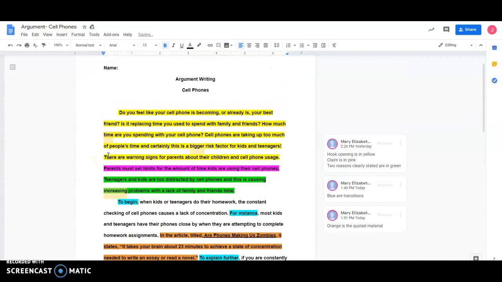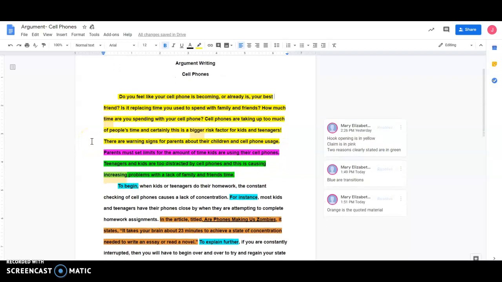So let's look at some of Miss Hero's notes. She created a hook. She has her claim, and she has the two reasons to support her claim. Also, if you notice, she put her quoted materials, that's the text evidence, in orange. Her transitional phrases and transition words are highlighted in blue. Her hook is in yellow. Her claim is in pink, and her two reasons are clearly stated in green. Now, if you're colorblind like me, I'm just going to read for you real quick and explain to you what is what. All right, so let's read the hook first.